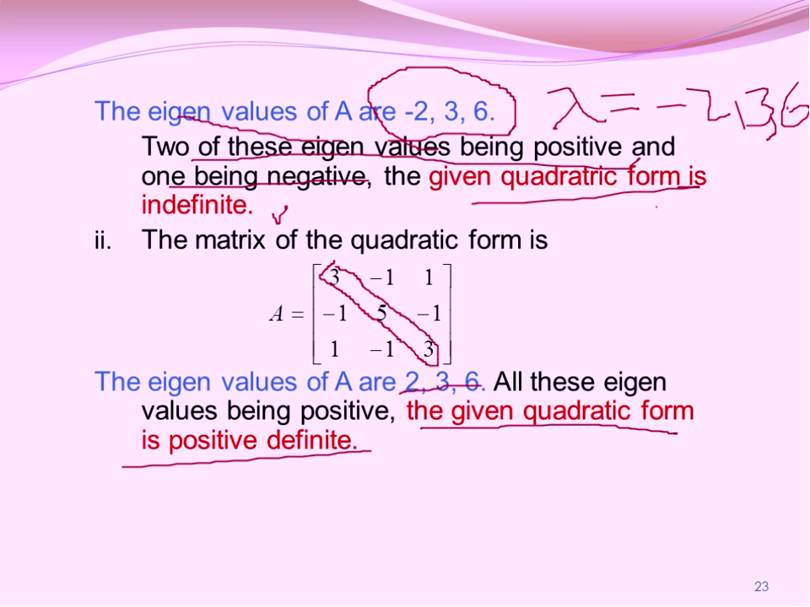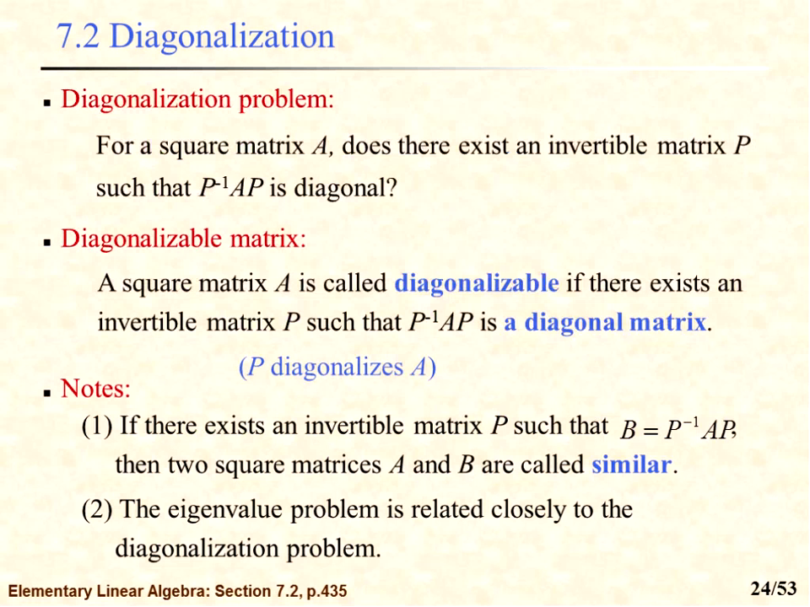So the eigenvalues of A are 2, 3, 6. All these eigenvalues being positive, the given quadratic form is positive definite. Yes, you are right, it is a positive definite quadratic form.